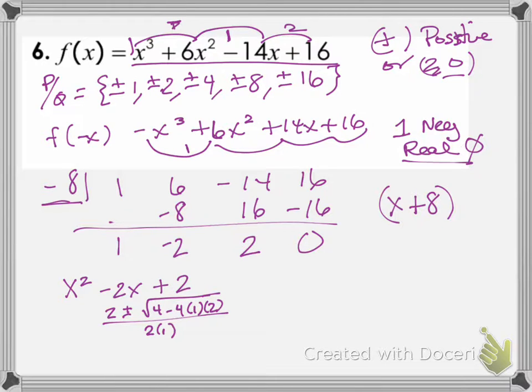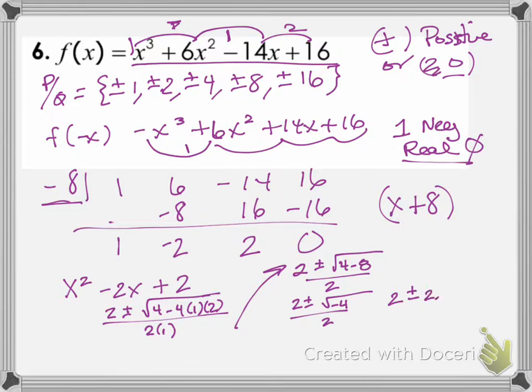So I'm going to get an imaginary number in my quadratic formula. 2 plus or minus the square root of 4 minus 8 over 2. So 2 plus or minus the square root of negative 4 over 2. And the square root of negative 4 is 2i. So 2 plus or minus 2i over 2. And now we can simplify that to 1 plus or minus i. Okay.